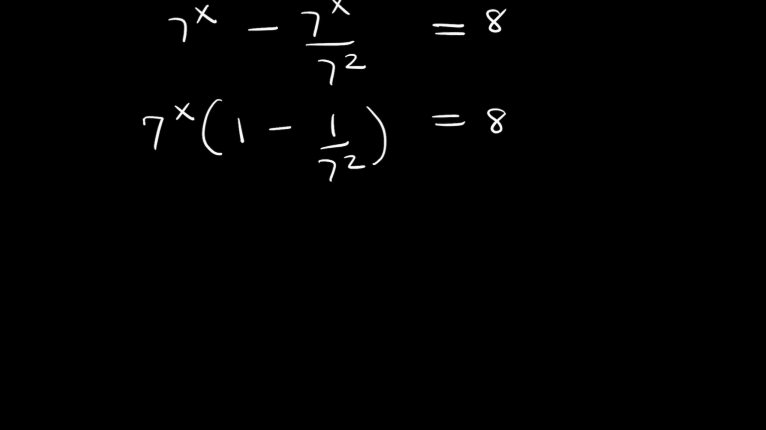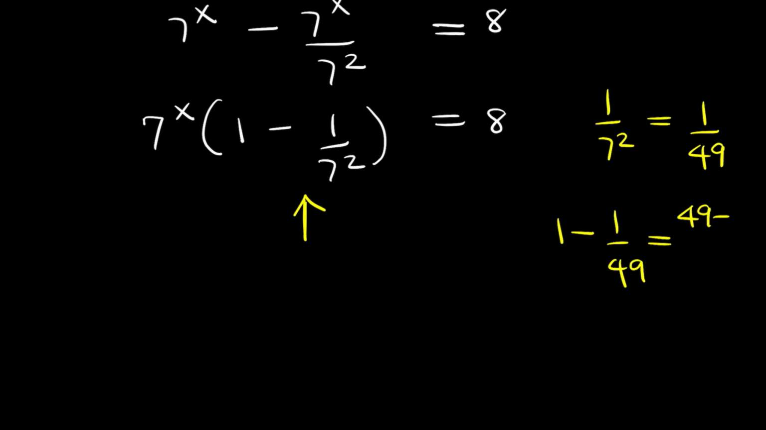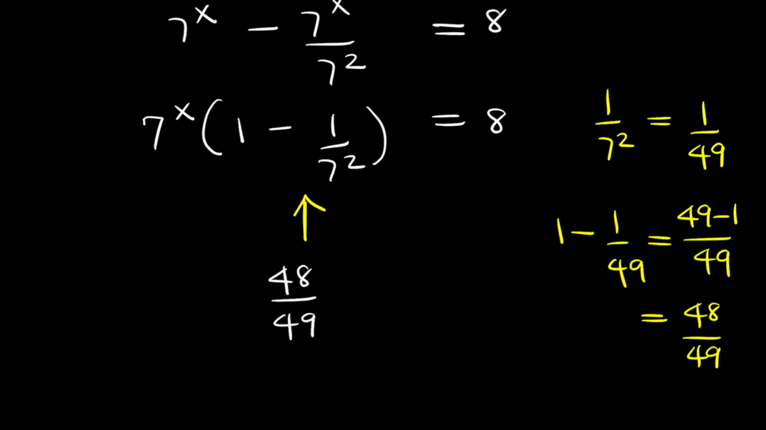Let's tidy up what is inside of this bracket. 1 over 7 squared is 1 over 49. Then 1 minus 1 over 49 will be 49 minus 1 over 49, which will give us 48 over 49. And with that, the expression in the bracket here becomes 48 over 49. Then times 7 raised to power x, then equal to 8.